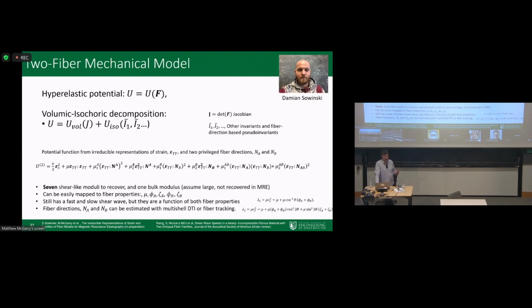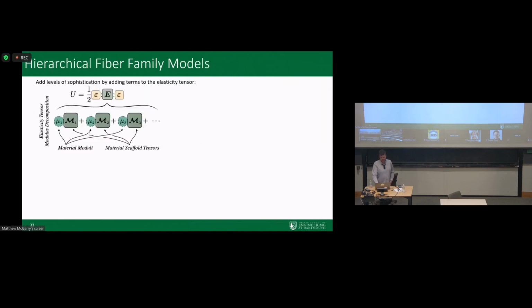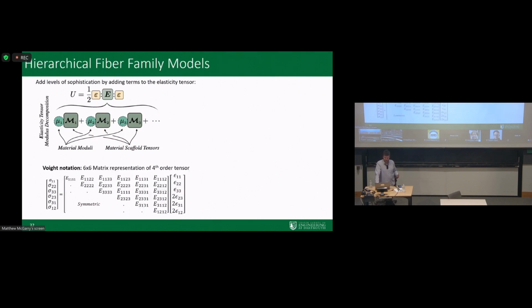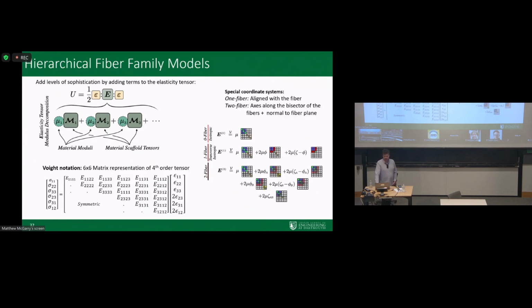And we can actually, multi-shell diffusion tensor imaging can tell us both of these fiber directions in advance, so we can compute this model. The really cool thing about this model, from my perspective, as the guy who actually codes it, is that it's hierarchical. So we can add extra complexity to a material by just adding more terms.